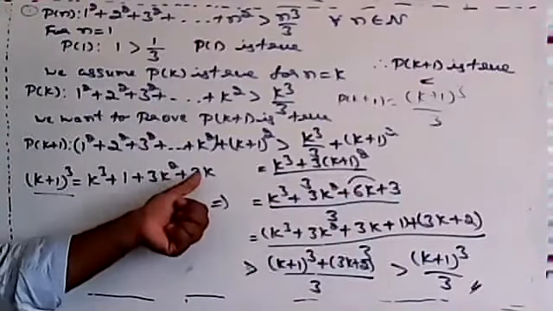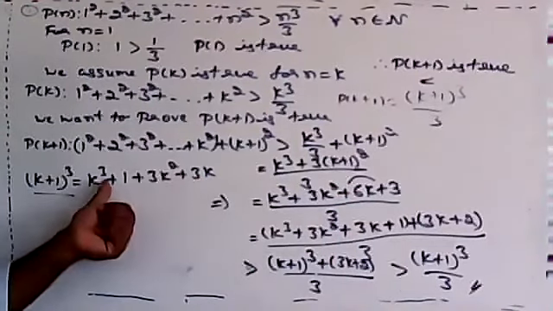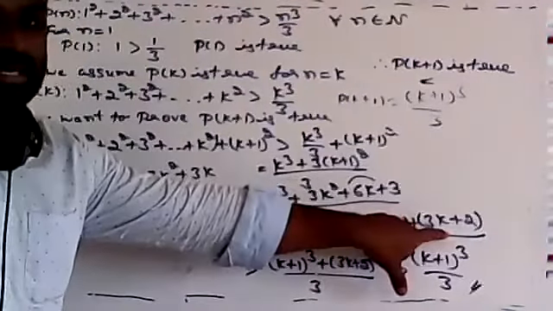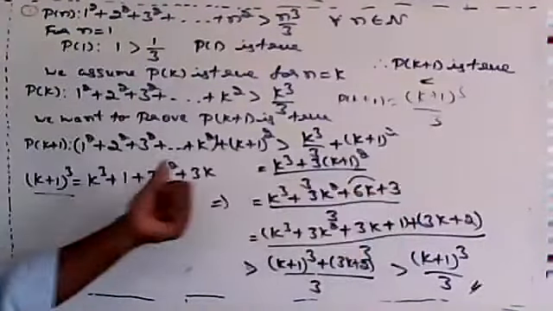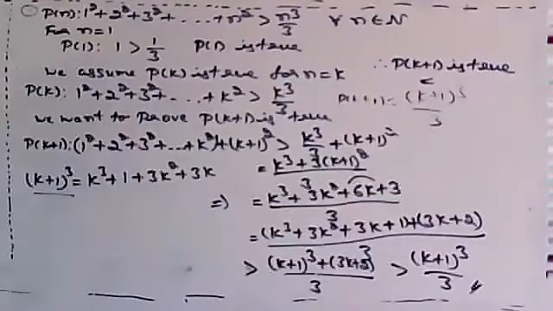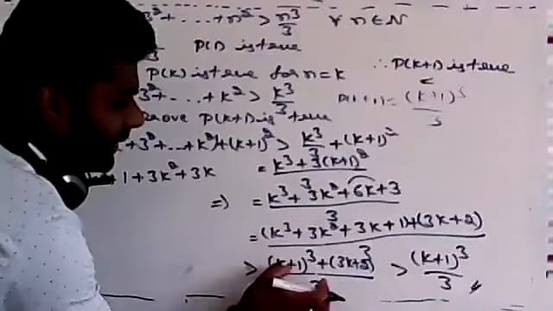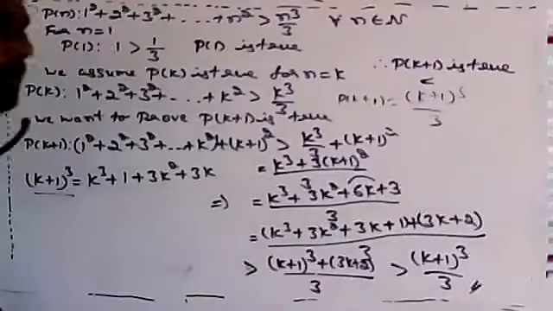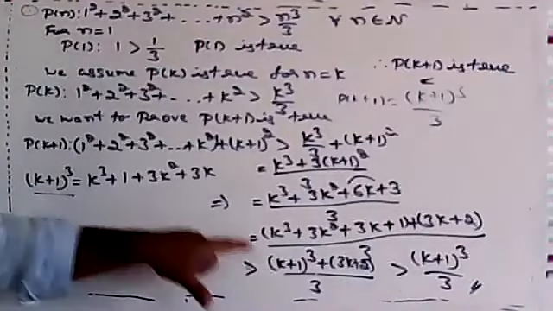I'm changing as, we want here 3k, no? To make a k plus 1 the whole cube. So I'm writing 3k plus 3k separately. So similarly 3 is there, here I want 1. So I'm splitting this one 3 as 1 plus 2. Correct? So this will be k plus 1 the whole cube plus 3k plus 2 divided by 3. So which is greater than this one.